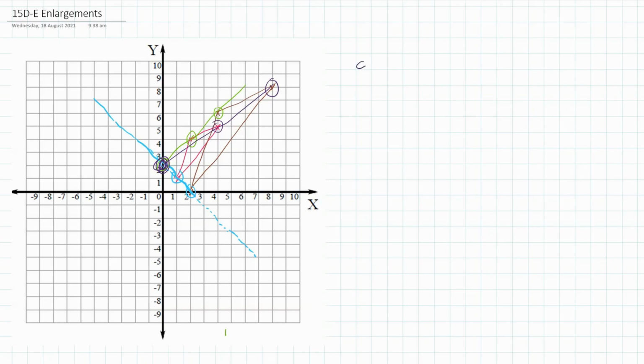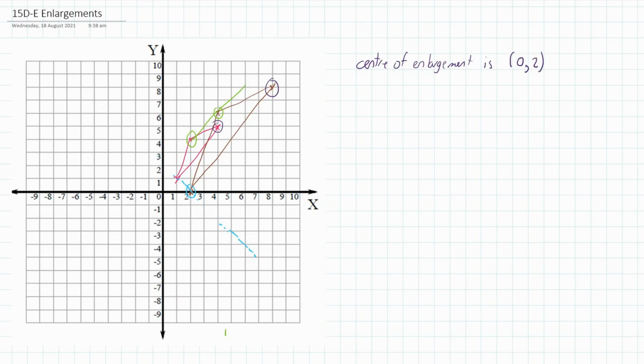So I would say the center of enlargement is at, now that is 0, 2, because it's 0 on the x-axis and 2 on the y-axis. Okay, so that's our center of enlargement. Now I'm just going to get rid of some of this excess.